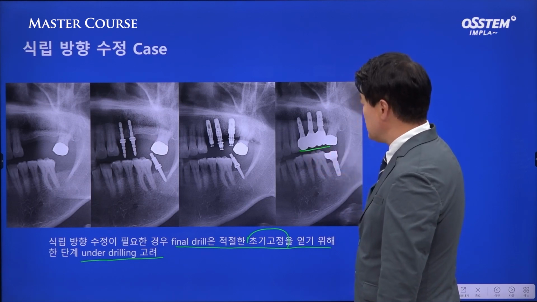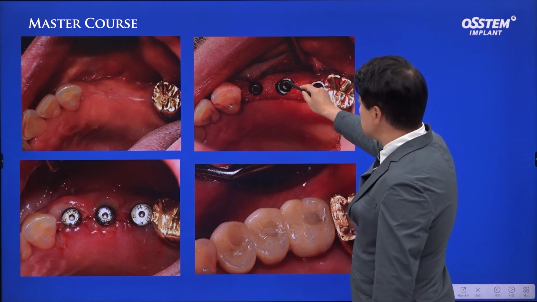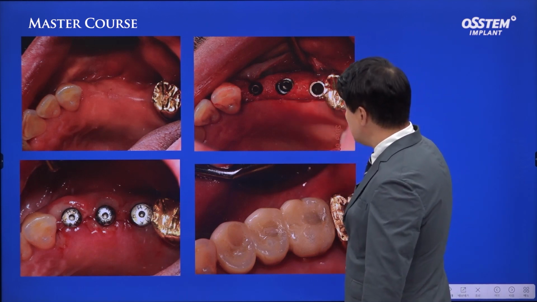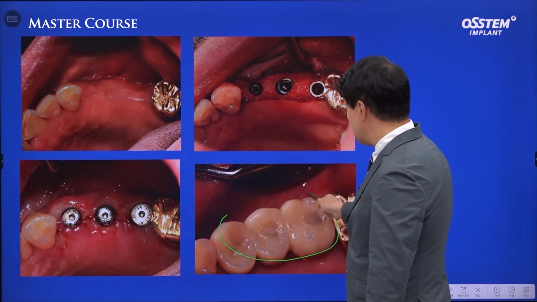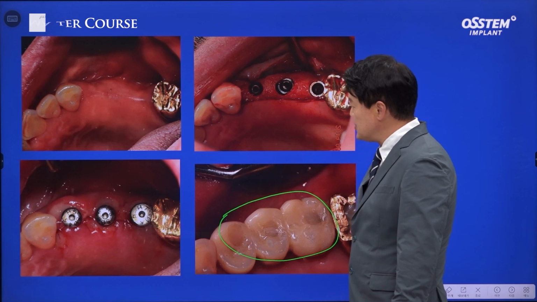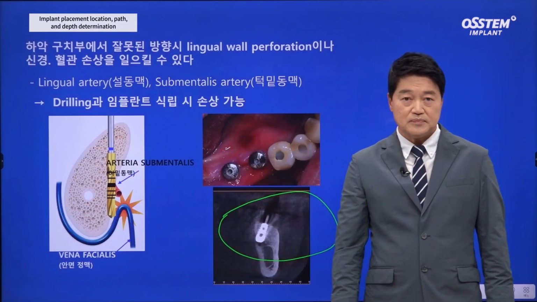In this case, as you can see, it is mesially placed, and there is a gap as it is distally changed. By changing the path of the implant, a more ideal prosthesis like this was fabricated.